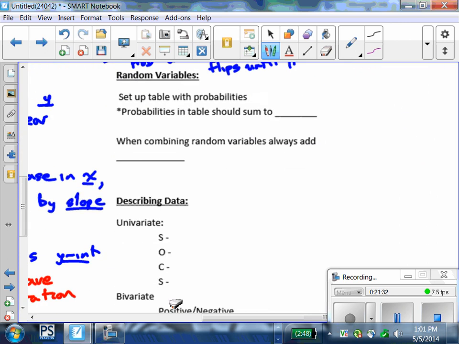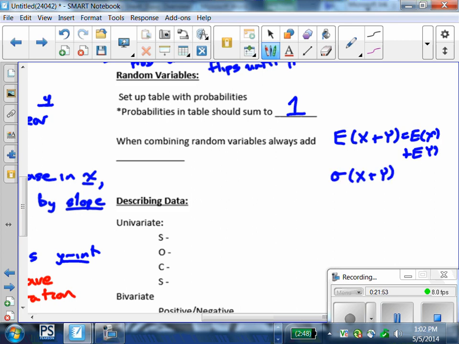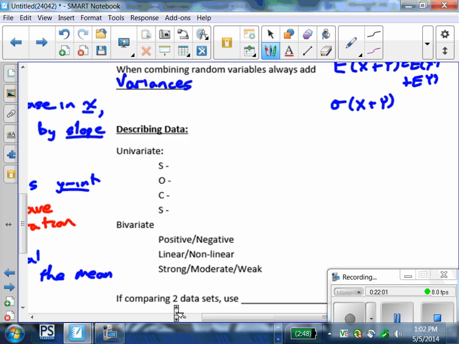Random variables, this is where we set up the tables. Remember, the probability is always summed to 1. And if you ever have to combine random variables, right, the expected value of 2 different variables all together, remember, that's just the expected value plus the expected value. But if you have to add standard deviations, remember you always add variances. And so again, for a more detailed example or two of that, if you'll look at that particular video.